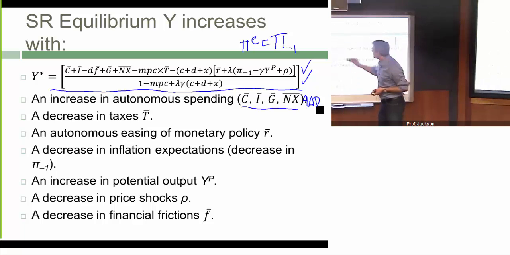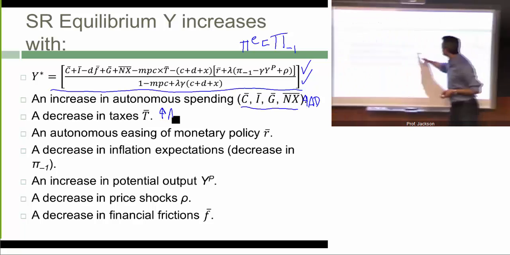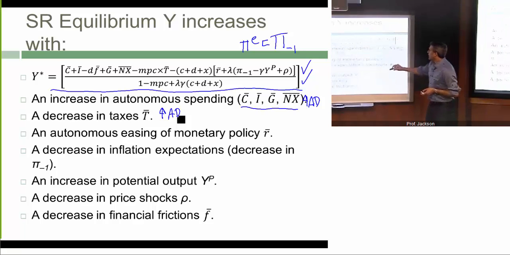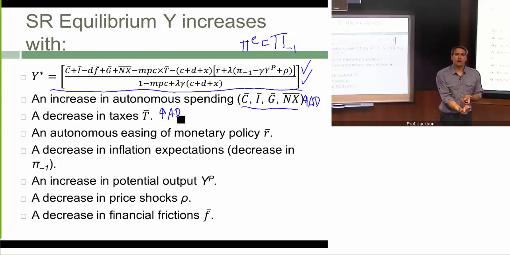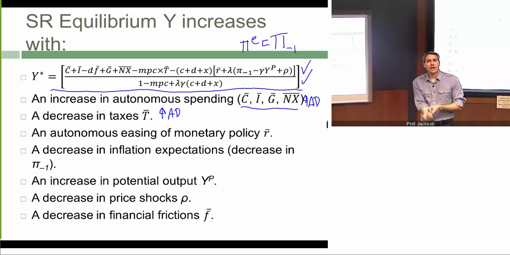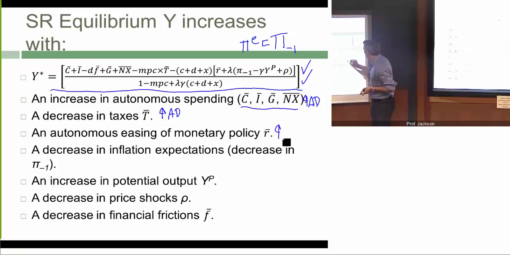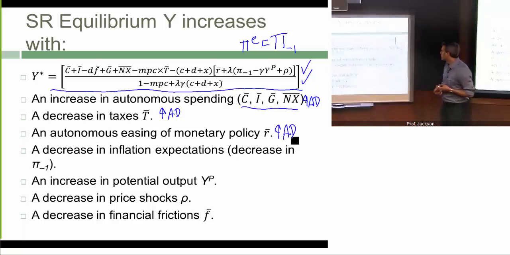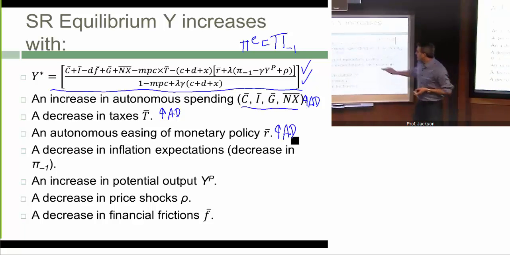A decrease in taxes, again, this is also going to result in an increase in aggregate demand. An autonomous easing of monetary policy. So if R bar goes down at any given inflation rate, what that means is that investment is going to rise and aggregate demand, therefore, is going to increase. And so that's going to result in an increase in aggregate demand, which gets us to an increase in output in the short run.